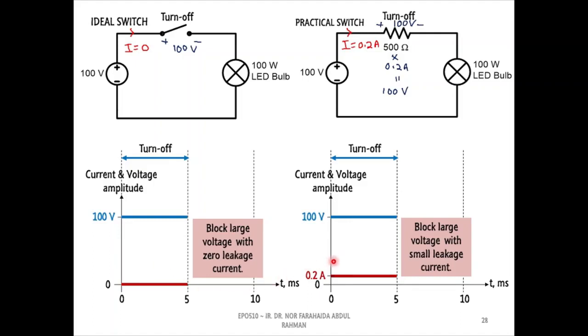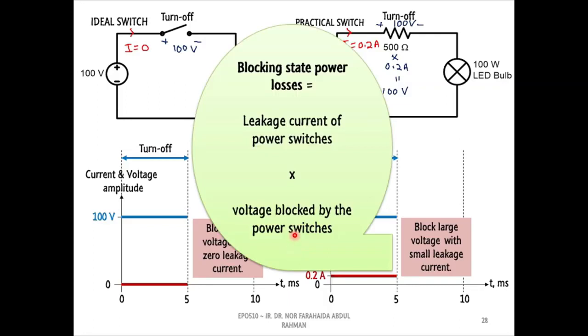Additionally, the product of current and voltage of the practical power switch will cause the device to generate power loss during the off state. This power loss is called the blocking state power loss.